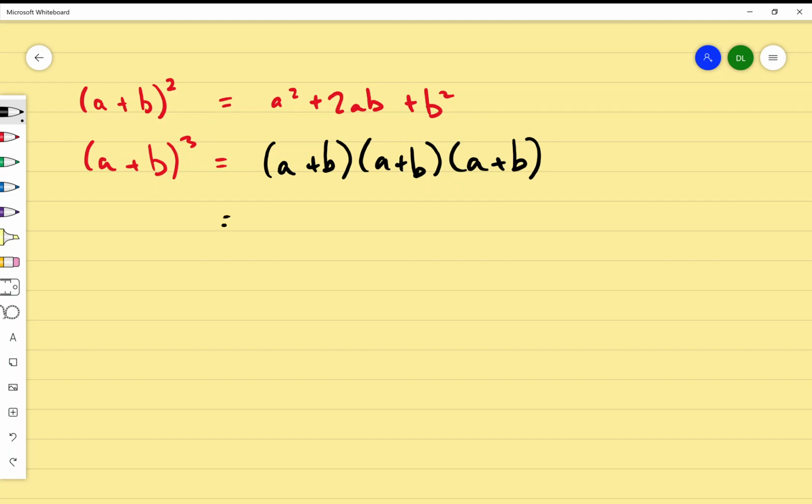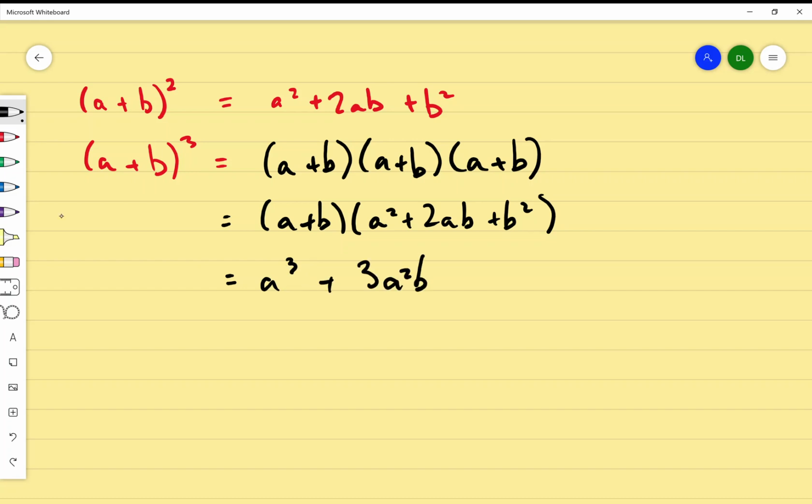So would you agree if I write this? A plus b times a squared plus 2ab plus b squared. Would you agree it's the same thing? Easy. So from this, we can actually derive a formula. I'm not going to go ahead and expand it, I'm just going to write it out. If you keep doing this, you get a cubed plus 3a squared b plus 3ab squared plus b cubed. That's the formula you can use.